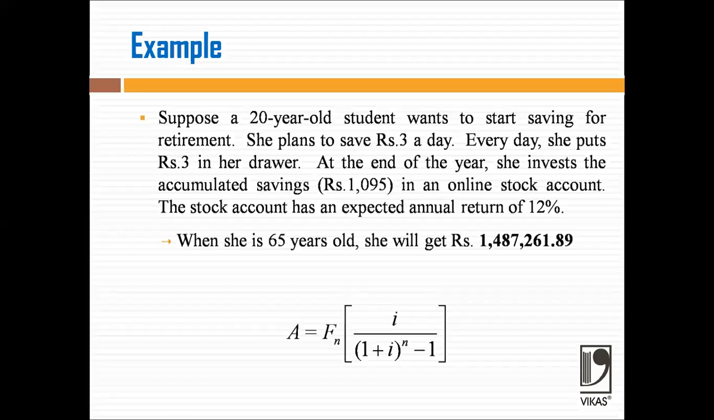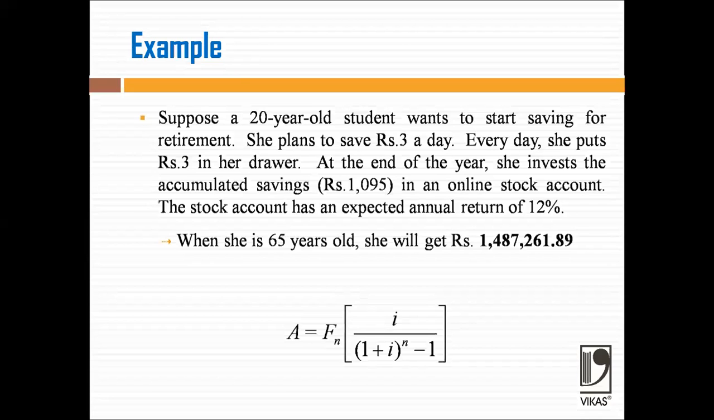It's a 45 years plan, isn't it? She plans to save 3 rupees a day, right? Every day he wants to put 3 rupees in his drawer, every day. She puts 3 rupees in her drawer every day, and at the end of each year, right?